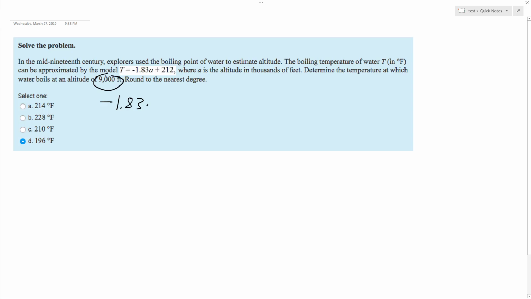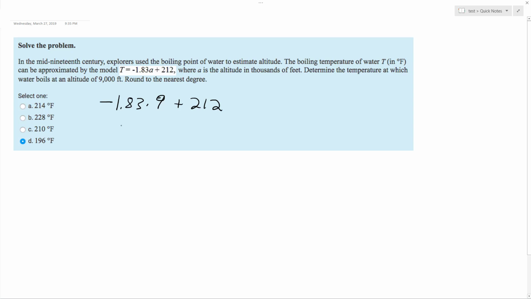But here's the trick here. You got to be careful. A is the altitude in 1,000 feet, so 9. So it's not 9,000. With 9,000, it's a negative boiling point, which doesn't work. All right, and then plus 212, the boiling point.